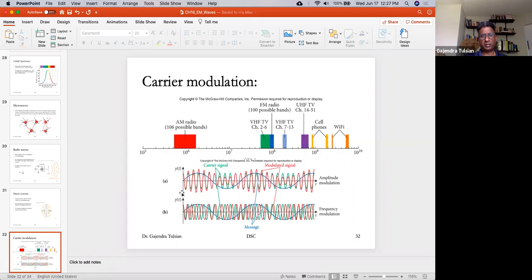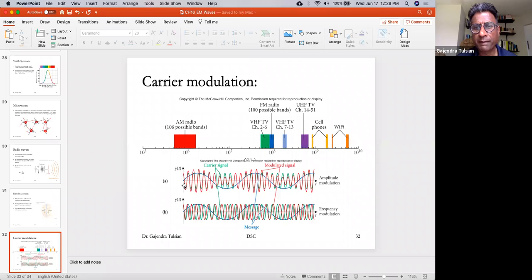Now the difference is the following. In AM radio, the carrier signal is the green signal, and the signal that you want to carry is that red signal. So for instance, in AM radio, when you play a song, the song is converted to an electrical signal, audio is converted to an electrical signal. So there's the audio signal, the red signal, and that is imprinted on the carrier signal. So AM radio means amplitude modulation.